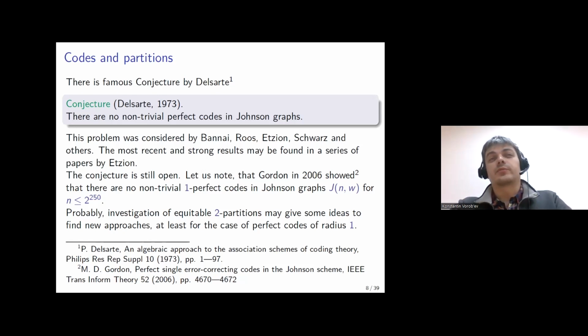And the most recent strong results may be found in the papers by Etzion. As for the one-perfect codes, Gordon in 2026 showed that there are no non-trivial perfect codes in the Johnson graph J(n,w) for n up to 2 to the power 250. Yes, so the idea is that if we prove some interesting theorems for equitable two-partitions, then we can somehow use it for this conjecture.